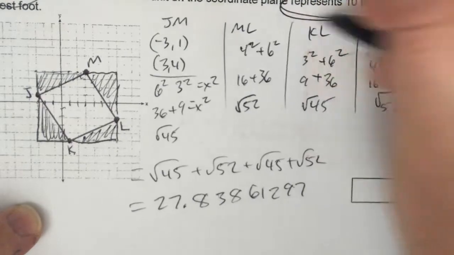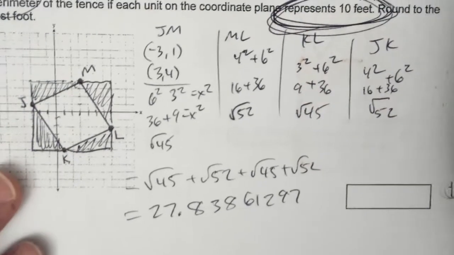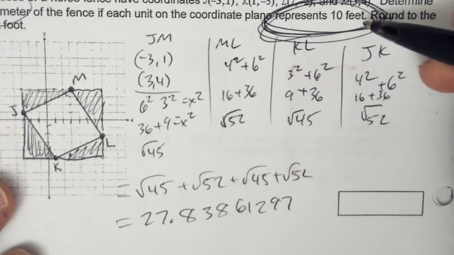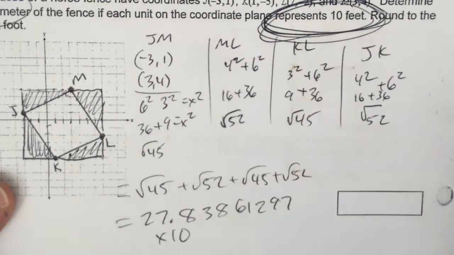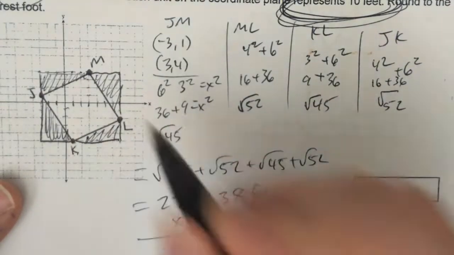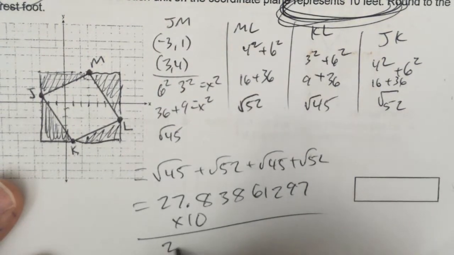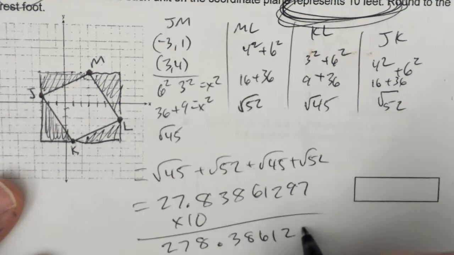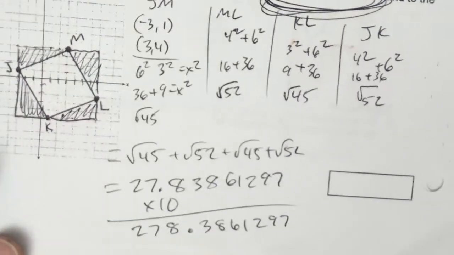However, they said every single hop was 10 feet. So we just have to multiply this by 10. Each one of those hops was really 10 feet. So 278.3861297. I kind of moved the decimal over.